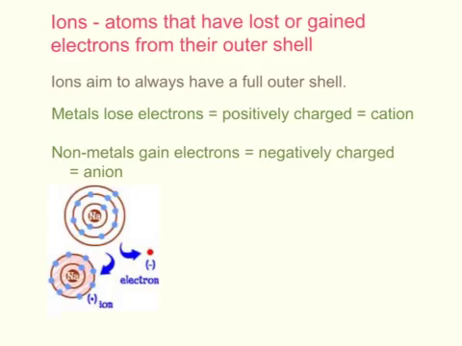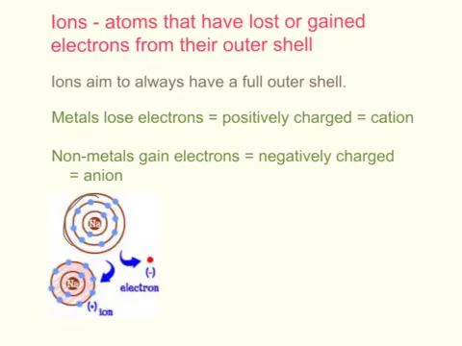In my little picture here, I've got a picture of a sodium atom. Sodium has an atomic number of 11, so he's got 11 electrons. He's got 1 electron in the outer shell, so he's going to lose that 1 electron to become a sodium ion with a positive charge. So it ends up looking like this.